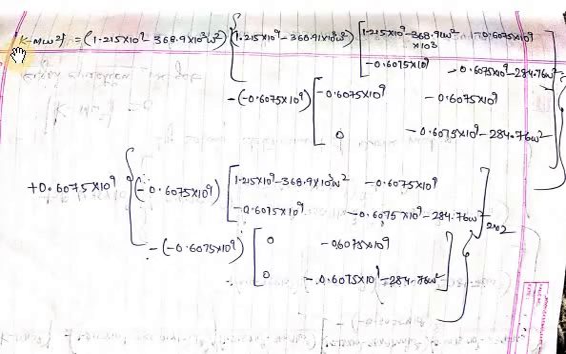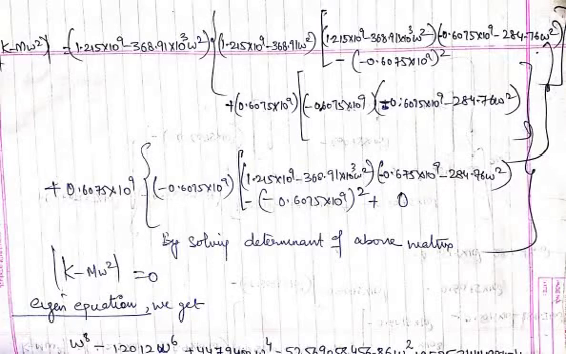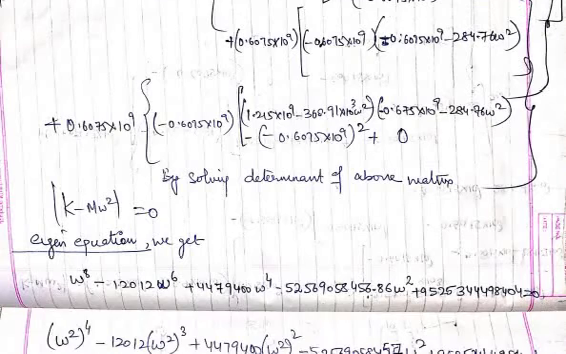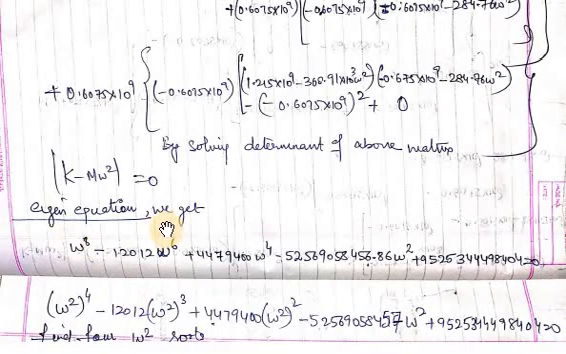Here we will get the value of K minus M omega square by solving this equation. I will also send the PDF file of this numerical so that you can look at the equation and solve it on your own, because it's very important to solve this equation. Then we will get the eigen equation, K minus M omega square equal to 0, and we will solve for this and find 4 omega square roots.